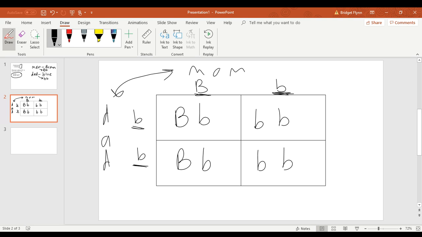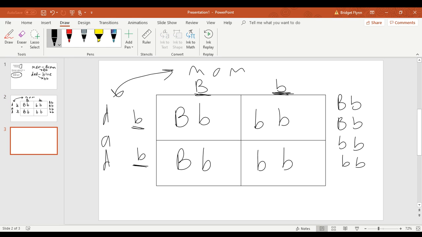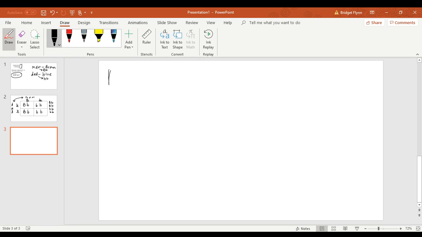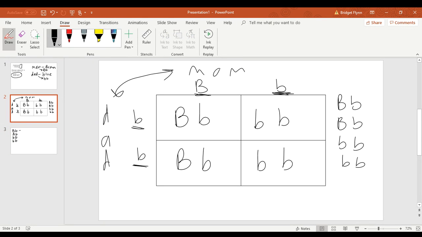So, all of our four possibilities are big B little b, big B little b, little b little b, little b little b. So we're going to translate this onto the next slide. The Punnett squares we're going to be doing are just going to have two boxes and two boxes.